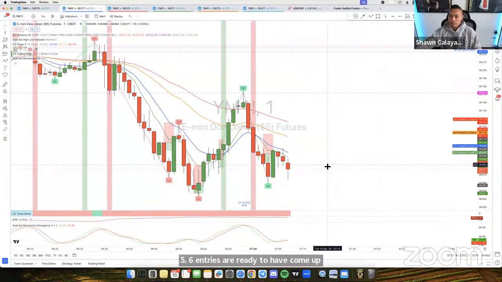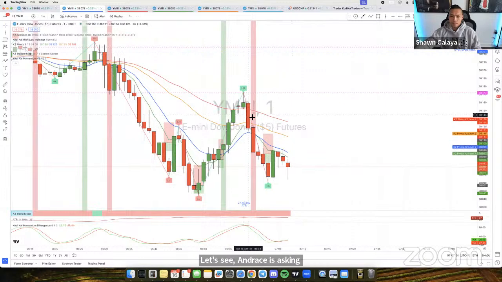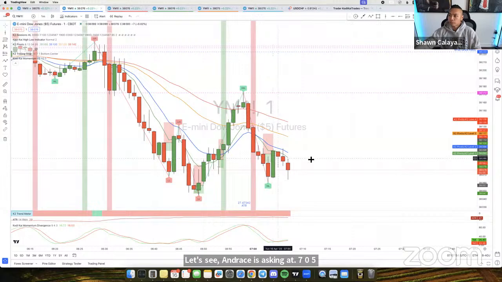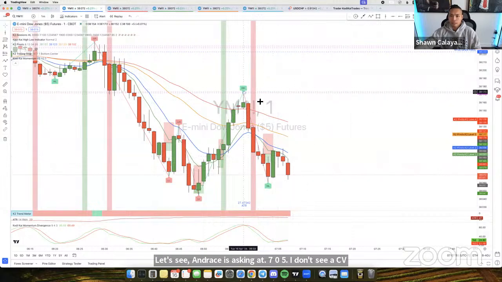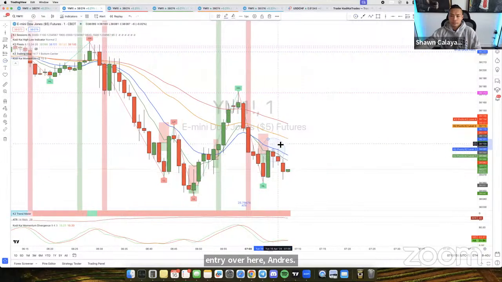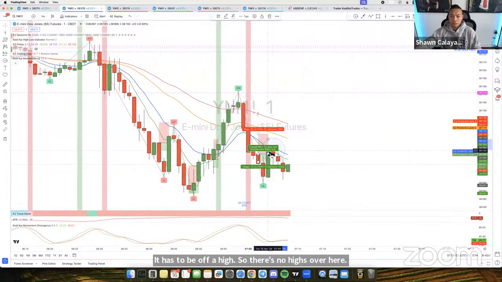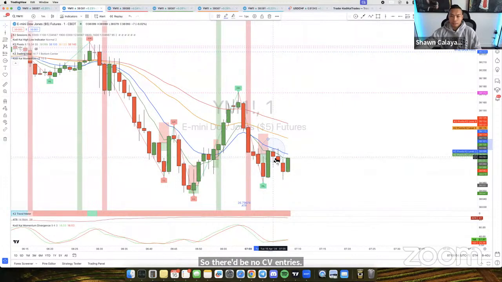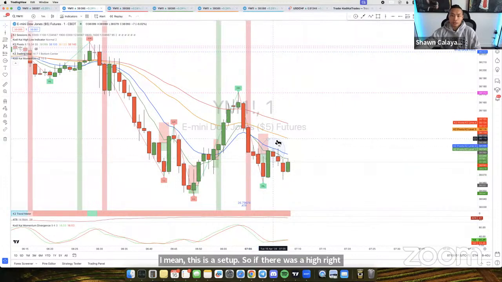Let's see. Andreas is asking about 7:05. I don't see a CV entry over here, Andreas. It has to be off a high, and there are no highs over here, so there'd be no CV entries. I mean, this is a setup. If there was a high right here on this green candle, then yes, this would be a setup for a CV, but there's no high there. Yeah, no problem, Andreas. I know it gets exciting because you're looking for it and you want it to come up, right?